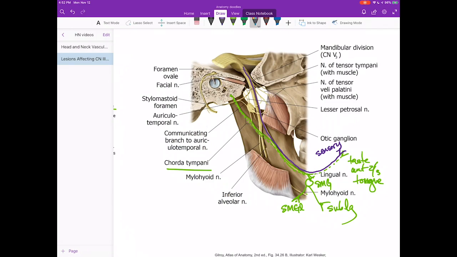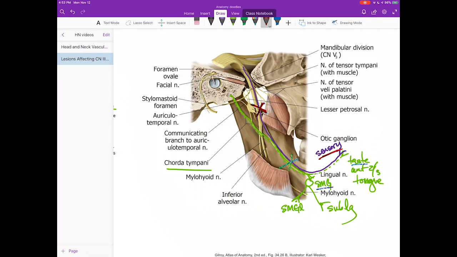If I have a lesion of the lingual nerve at this point, then that knocks out sensory, taste, and innervation of the submandibular gland. If my lesion is proximal to the lingual nerve, from where chorda tympani joins, actually I'll do this, if my lesion's here, then the only thing I'm going to lose is sensory to the anterior 2/3 of the tongue, because the fibers from the chorda tympani nerve are unaffected by that lesion.